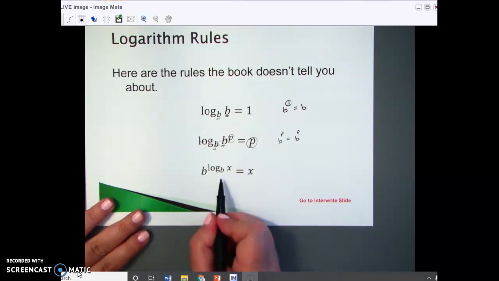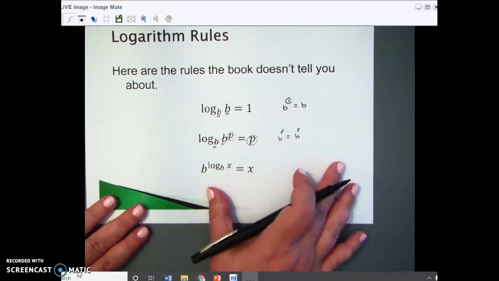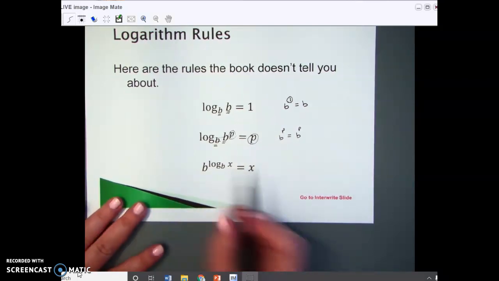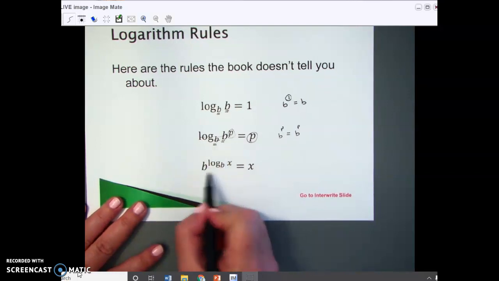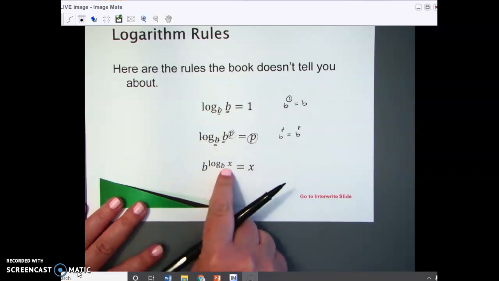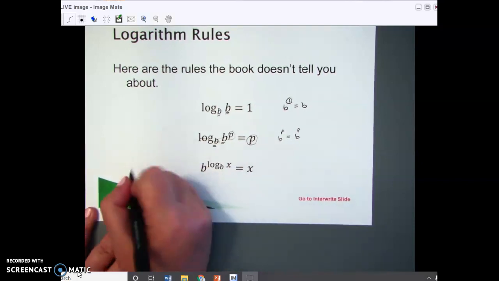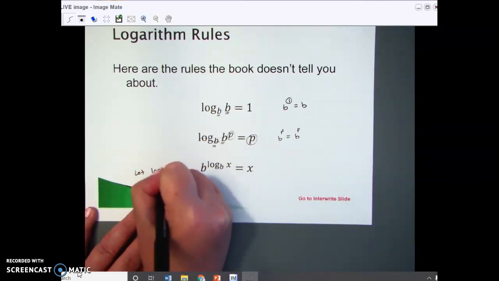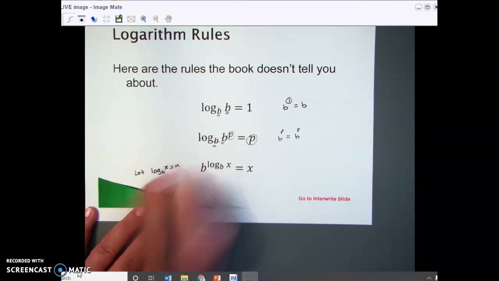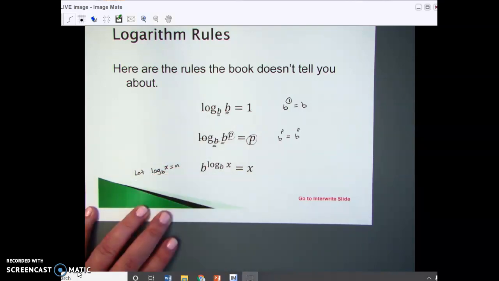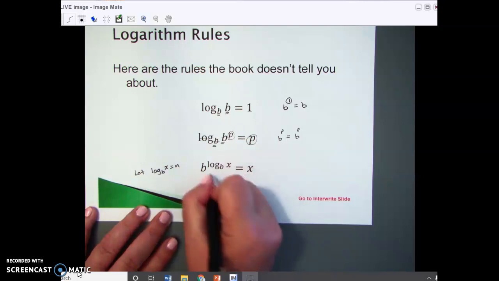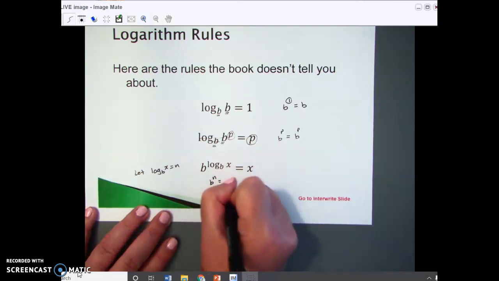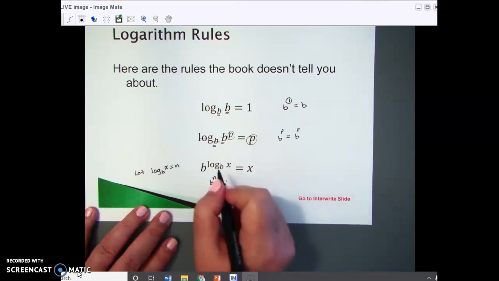So on this next one, this one will make sense once you see it, but remember we just said if the bases are the same, they cancel. So we end up with just x. So what we're going to do is we're going to let the log base b of x equal n. Just pick a random letter. So do you see that this is b to the n power is equal to some number, right?